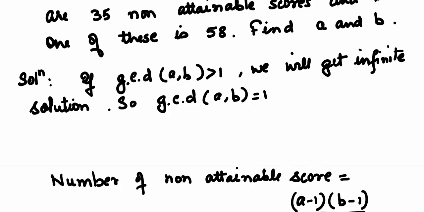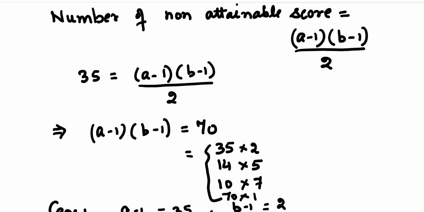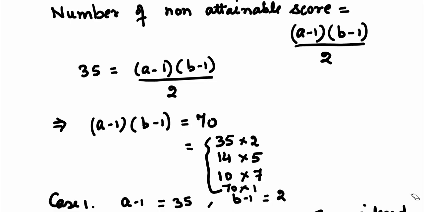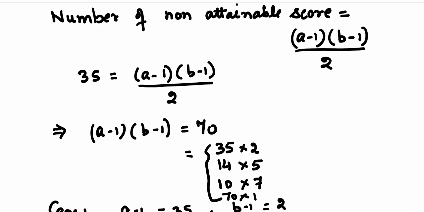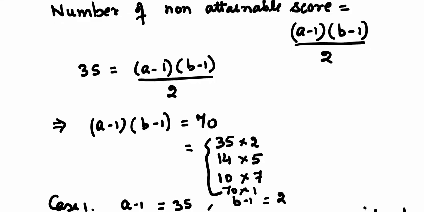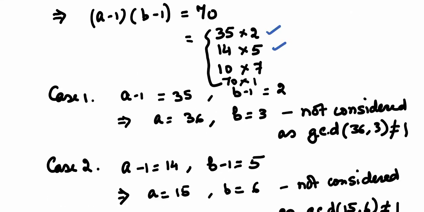Now, first thing, if the GCD of A and B is greater than 1, we will get infinite non-attainable scores. So we start by taking the GCD of A and B to be 1. Now, as you have already seen, the number of non-attainable scores is (A minus 1)(B minus 1) upon 2. We are already given that such scores are 35 in number. So 35 is (A minus 1)(B minus 1) upon 2. You can see that (A minus 1)(B minus 1) is 70. Now it can be factorized as 35 into 2, 14 into 5, 10 into 7 and 70 into 1.